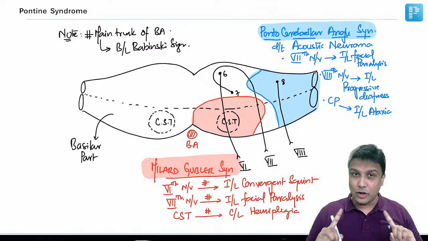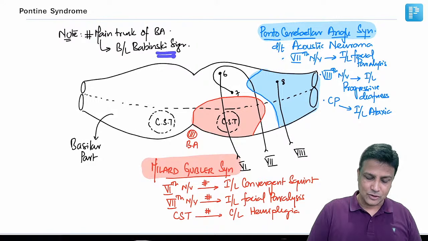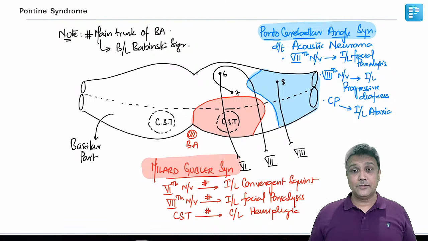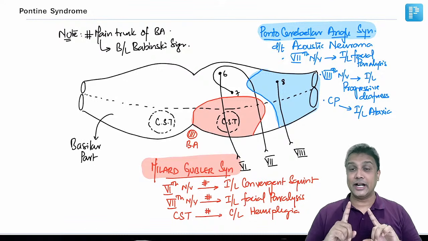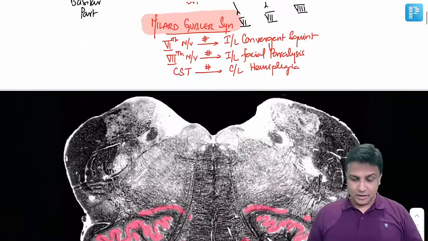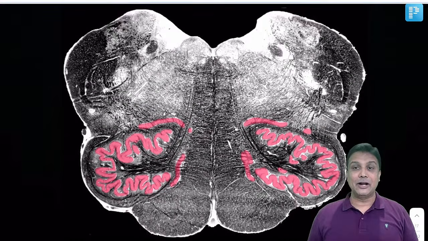So therefore it will lead to what? Bilaterally, the Babinski sign will be positive. Please remember that point also. It has been asked in the exam. If the main trunk of the basilar artery is gone, it will lead to a bilateral Babinski sign, which will be positive over there.